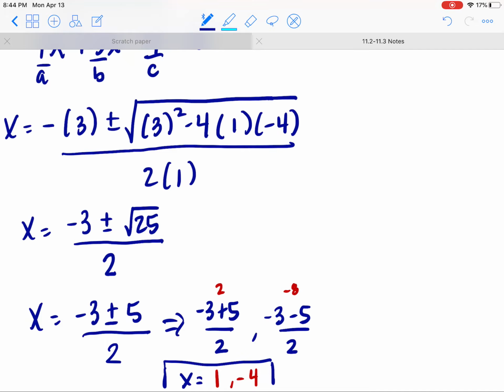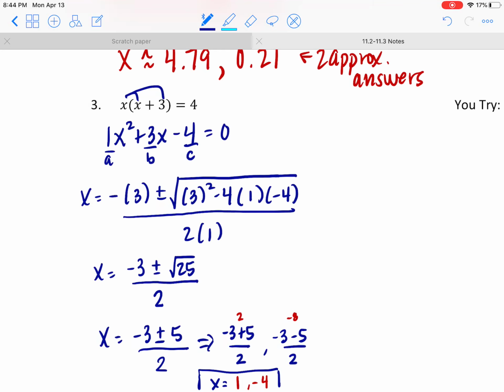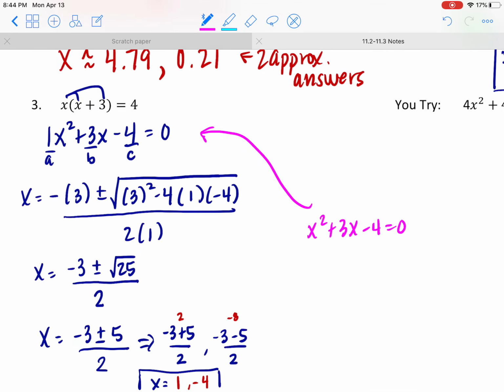Now, those solutions worked out a lot nicer than the others, and that's for a reason. And maybe some of you recognize it in the beginning here, but if you look at this equation here, x squared plus 3x minus 4, do you notice anything?